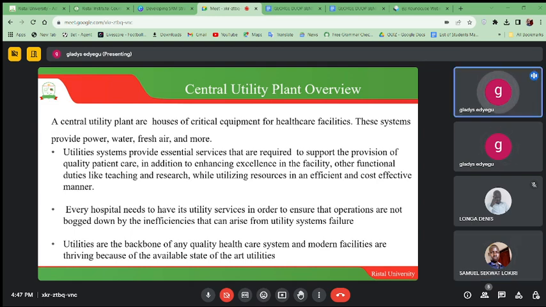So utilities are just the backbone of any quality healthcare system. Modern facilities are only thriving because of the availability of utilities. So when you don't have power, you don't have water, and you don't have communication systems, you don't have engineering systems, then that is going to affect the kind of services that you're going to provide to your clients. So it's necessary that every hospital ensures that they have these utilities to help support the provision of healthcare services in their facilities.